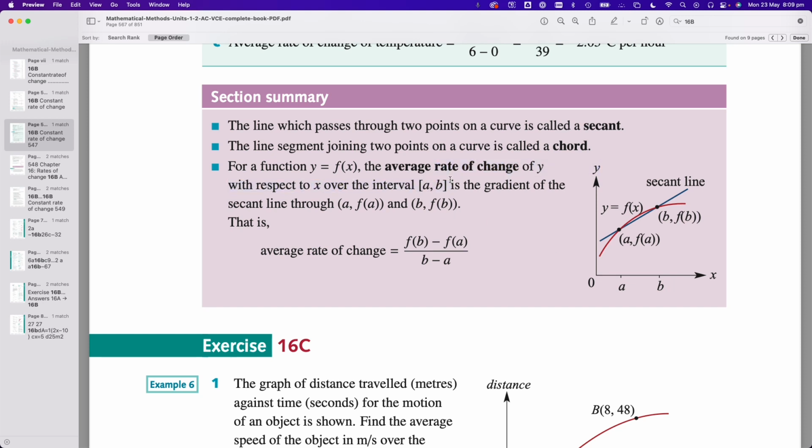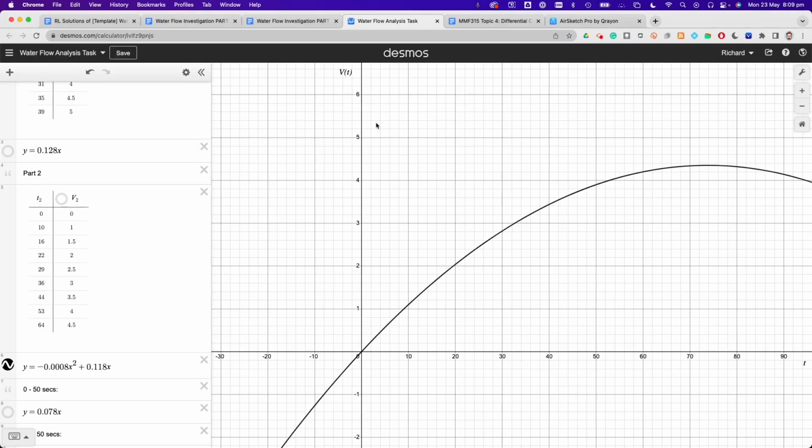I'd like to take this to part 2 now. So I'm going to flick over to part 2 of our analysis task. And this was the gravity-fed water flow, where we approximated it with this curve here, where it was going quite quickly through the water to start with, and then as it finished filling up, it was getting slower and slower. It was still filling up, but it was getting slower and slower.